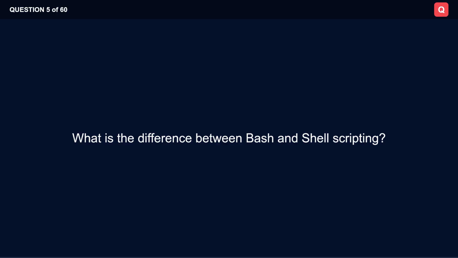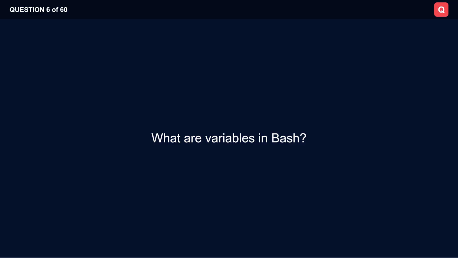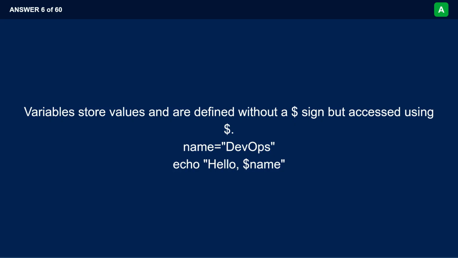What is the difference between Bash and shell scripting? Bash is a type of shell, but shell scripting can also be done in other shells like sh, csh, and zsh. Bash provides more advanced scripting features. What are variables in Bash? Variables store values and are defined without a $ sign, but accessed using $: name=DevOps; echo "Hello $name".